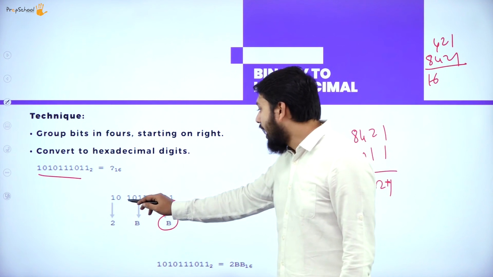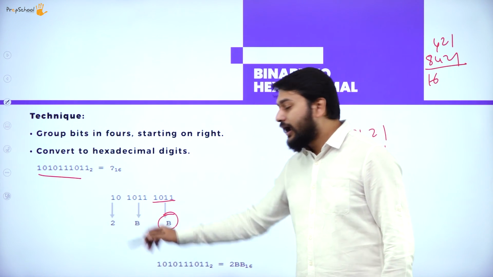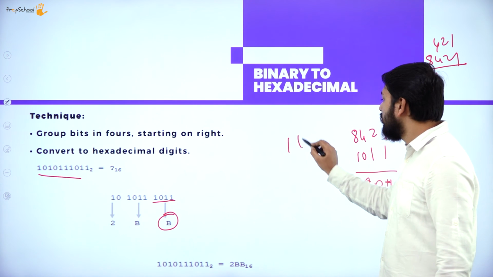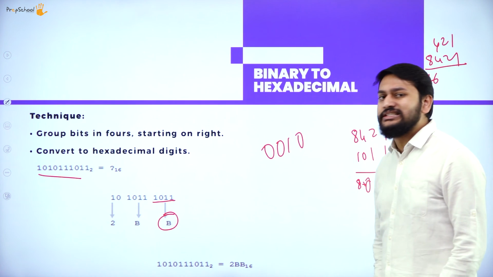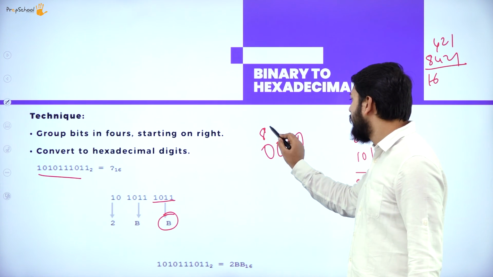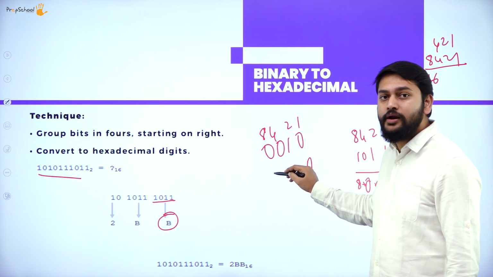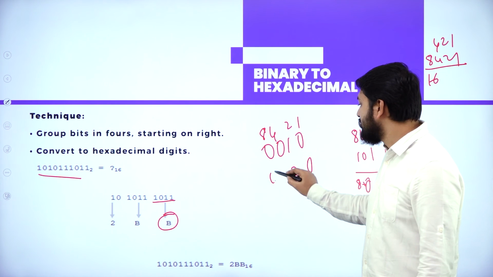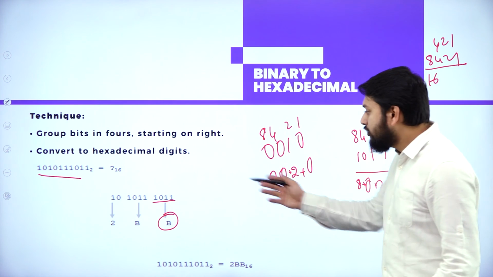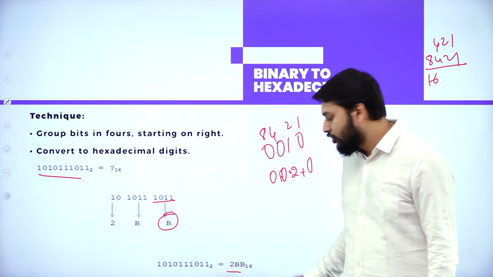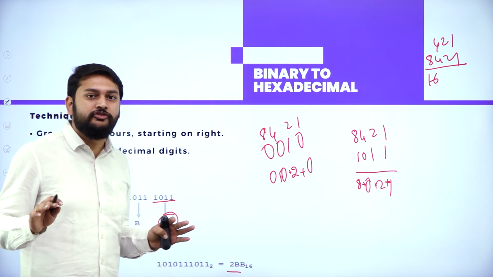The same way I have again 1011. I have already calculated 1011, so it's B. Then again I have 10. Sir, I have 10. I don't have 4 digits. How do I do that? Put the rest of the numbers as 00. So you have 8421 code. 1 into 0 is 0. 2 into 1 is 2. Rest everything is 0. So perform the addition. How much did you get? You got 2. So write 2 as it is. So you will write the answer 2BB to the base 16. This is what you have to do.